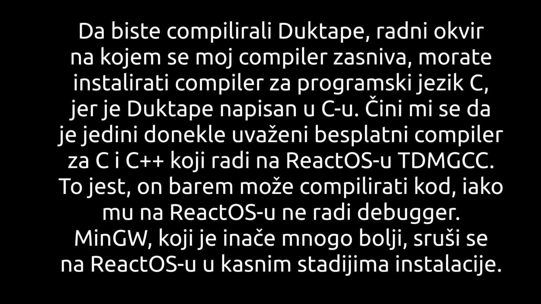So in order to be able to compile Duct Tape, the framework on which my compiler is based, you need to have a C compiler. TDM-GCC appears to be the only well-known compiler for C and C++ that works reasonably well on ReactOS. That is, it apparently can compile code without problems. Nevertheless, the debugger crashes when you try to run it. The newest version of MinGW, otherwise a much better compiler, crashes in the late stages of installation.